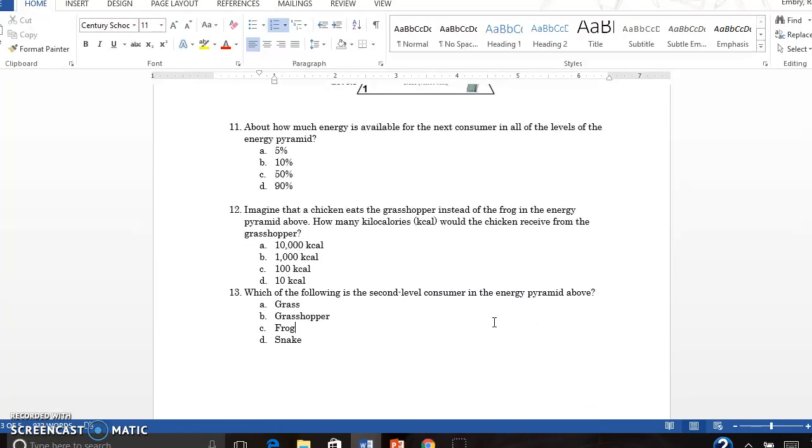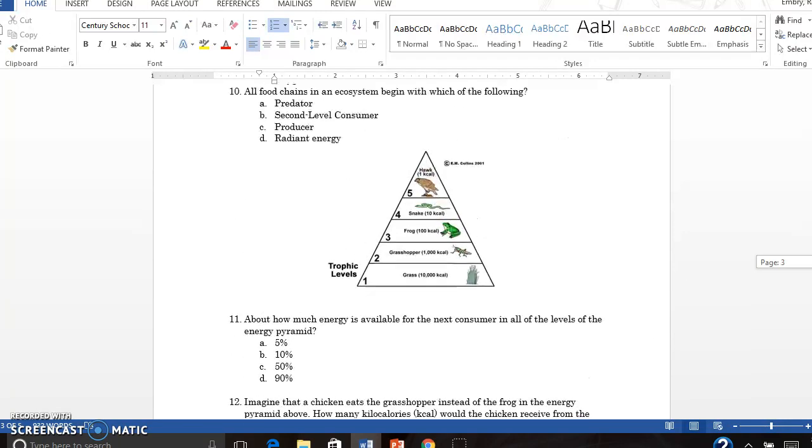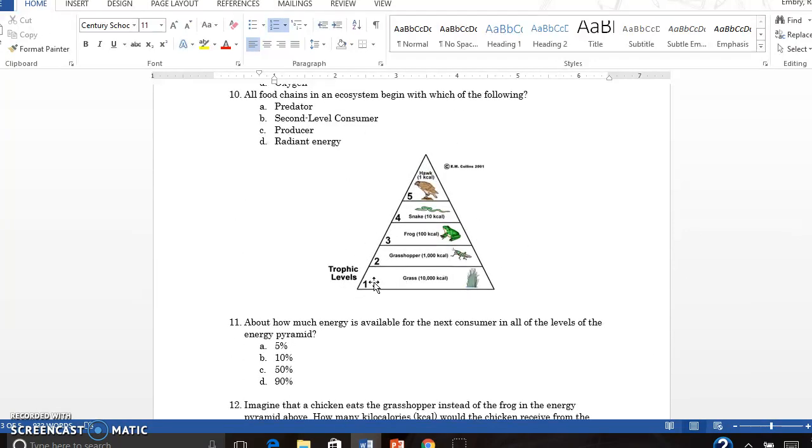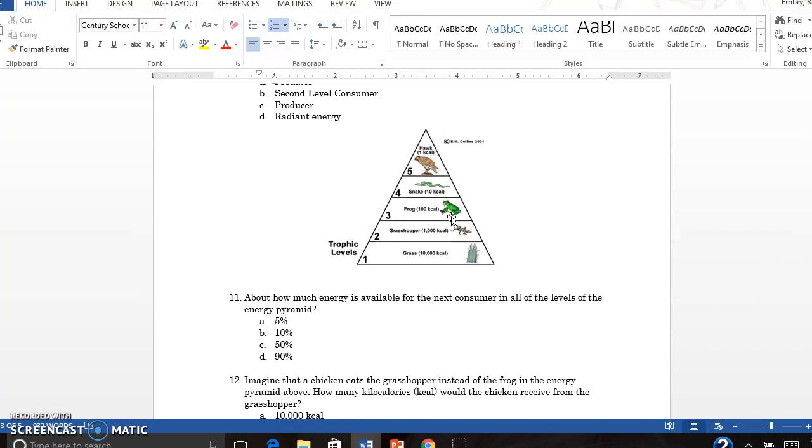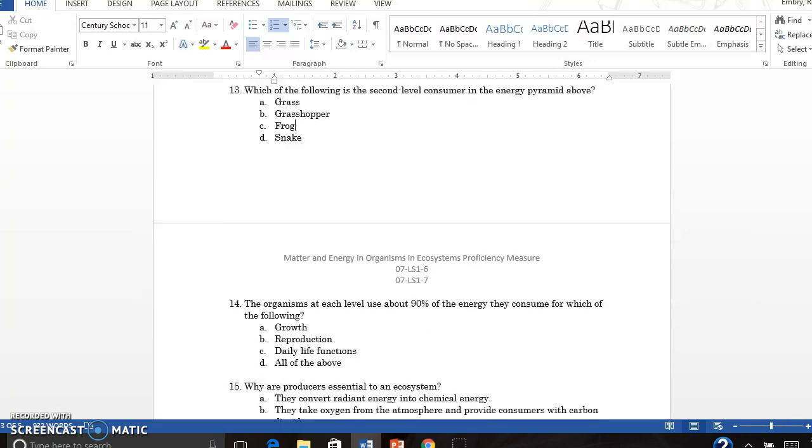All right, number 13. Which of the following is the second level consumer in the energy pyramid above? Well, this bottom part of the energy pyramid, that's the producer. Yes, it is level 1, but it is the producer. It's the one that converts radiant energy from the sun into chemical energy that we can use. Grasshopper is the first consumer. Frog, second level consumer. The snake, third level consumer. And the hawk is the fourth level consumer. So the correct answer for number 13, second level consumer, is going to be your frog right here. So C, frog, on number 13.